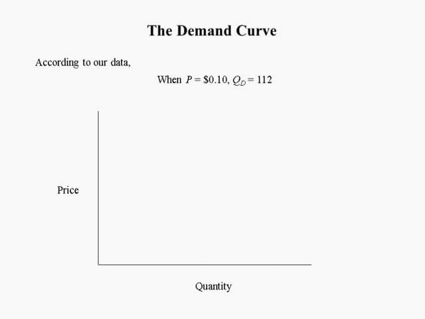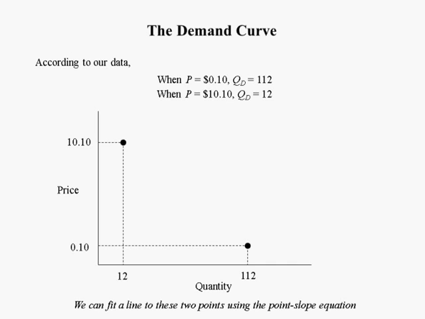According to our data, when the price is 10 cents, the quantity demanded was 112. So we plot that point. Now when the price is higher, quantity demanded is 12 Big Macs. Now we can fit a line to these 2 points using this point slope equation. We need a point and we got 2 of them, and then we need a slope.